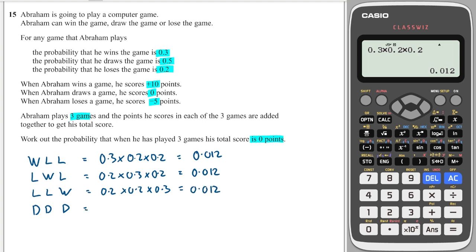And how do we draw? Well, draw is 0.5, so it's just 0.5 times 0.5 times 0.5, which is the same as 0.5 cubed, essentially. Whoops, I was trying to be too fancy there. 0.5 cubed, which is 0.125. Okay, and as always, we add up all of our different combinations, all of the possibilities. So it's 0.125 plus 3 times 0.012, which gives us 0.161.